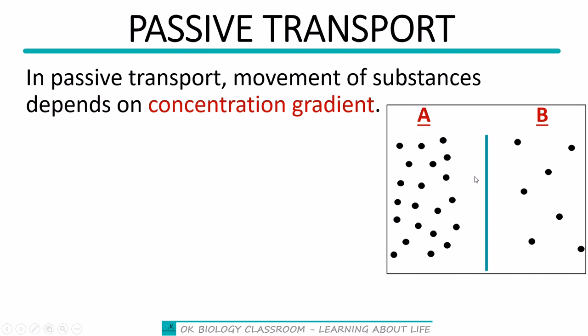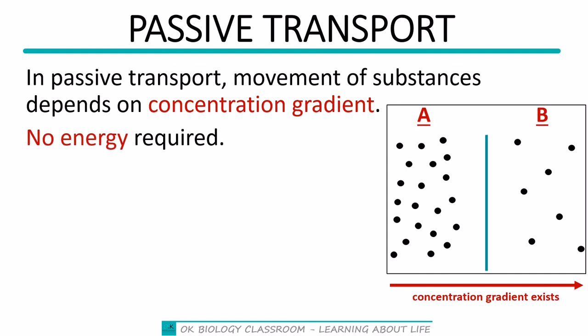A has a higher concentration than B. And whenever we have a situation like this for the cell and its environment, so the cell being one region, the environment of the cell being another region, then we say that a concentration gradient exists. So in passive transport, whenever there is a concentration gradient, that is when movement of substances would occur.